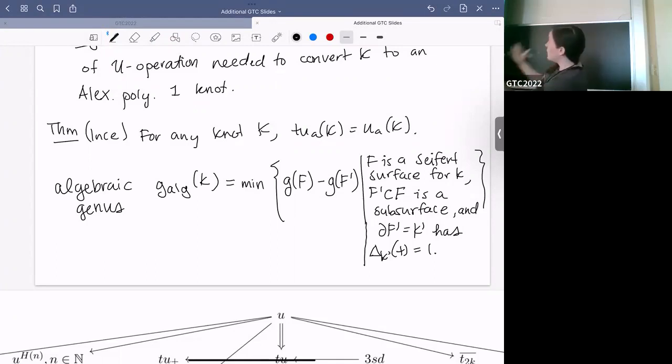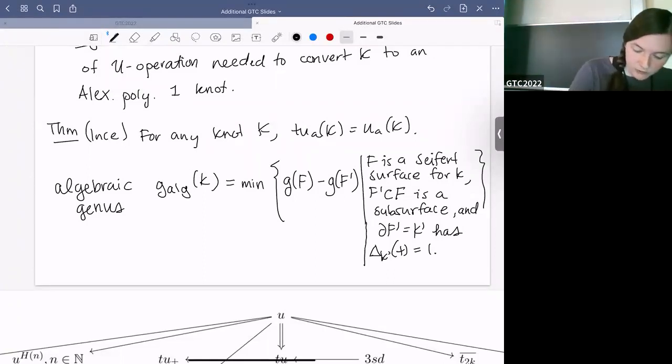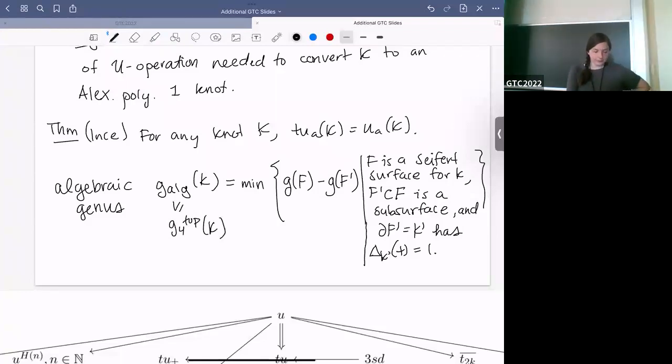What you do is you take your subsurface and you kind of surger it out and replace it by a locally flat disk. Okay. So K prime bounds some surface, and K prime has Alexander polynomial 1, so you can take that surface out, replace it with a topologically locally flat disk. Okay, and in this way you can get bounds on the topological slice genus. Okay, so this is some measurement of distance from that being super successful, and it is definitely an upper bound on the topological slice genus.